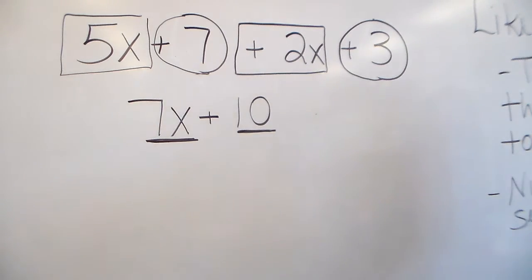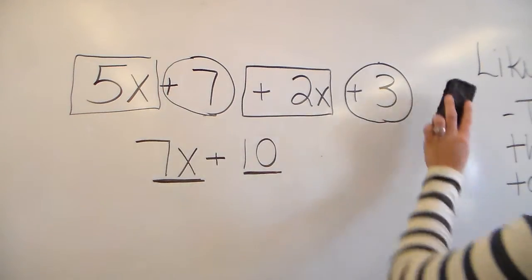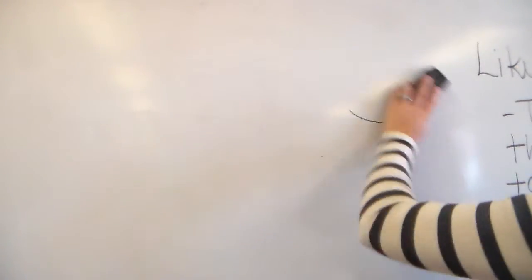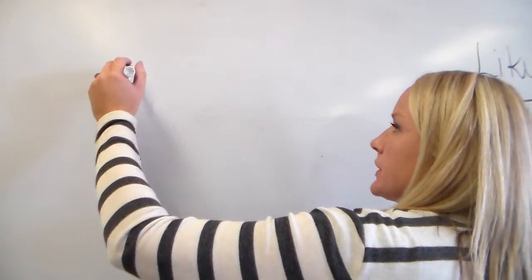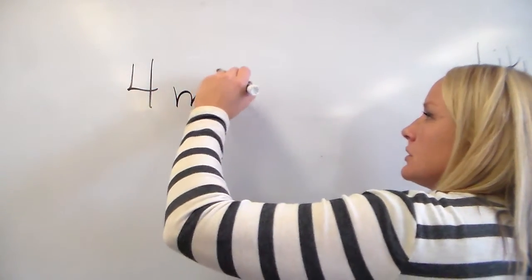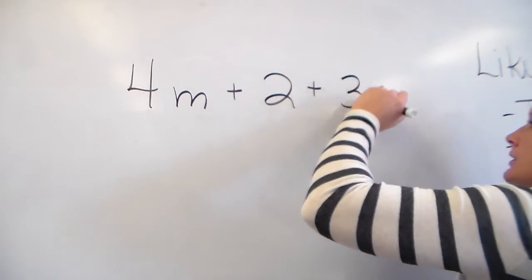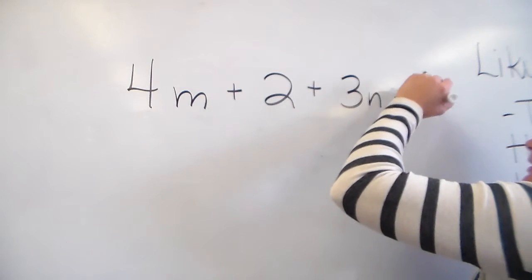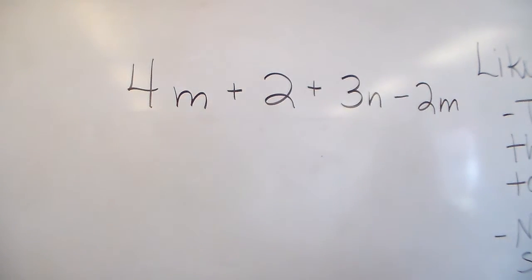Let's try another example. You guys try this one without me. Let's say I have, actually I'll do this one with you because I'm going to change it up a little bit. Let's say I have 4m plus 2 plus 3n minus 2m. So let's go through again.